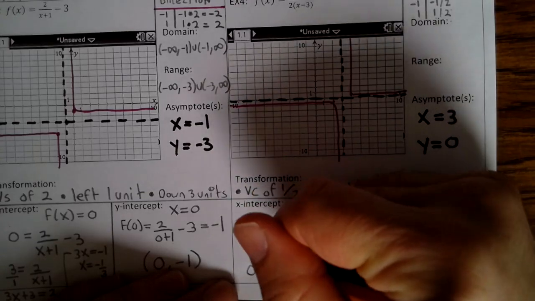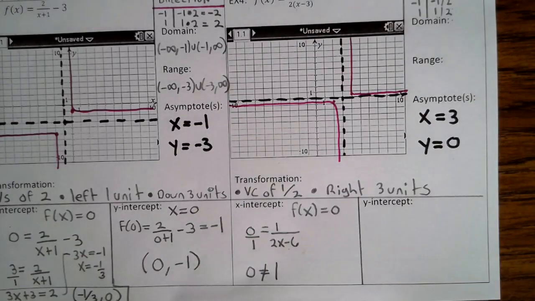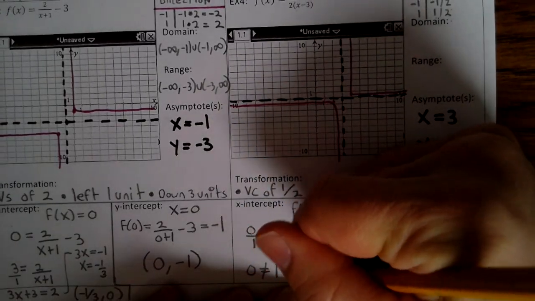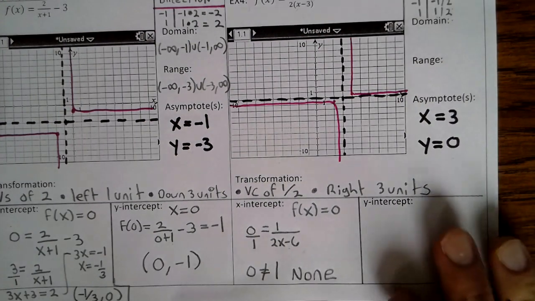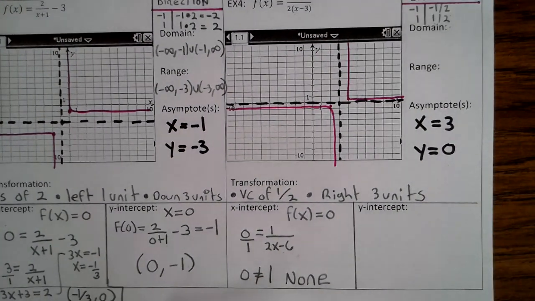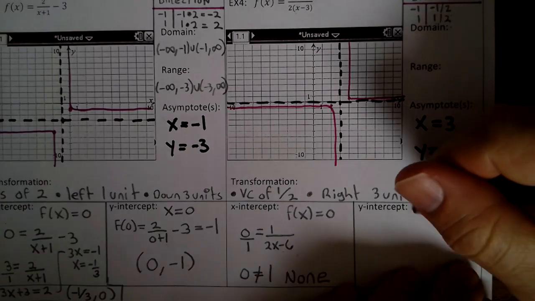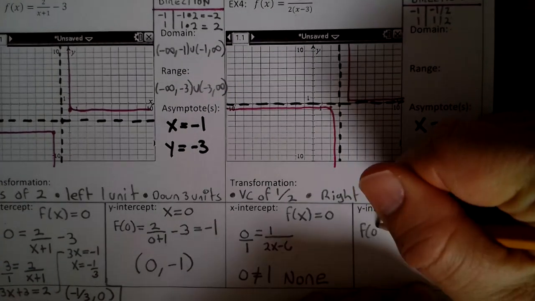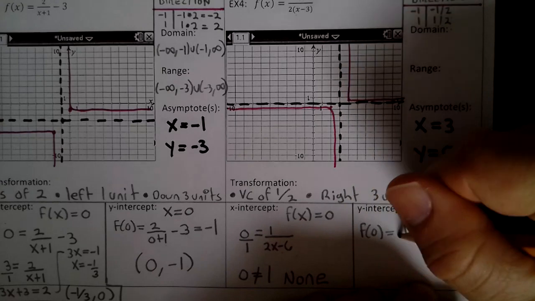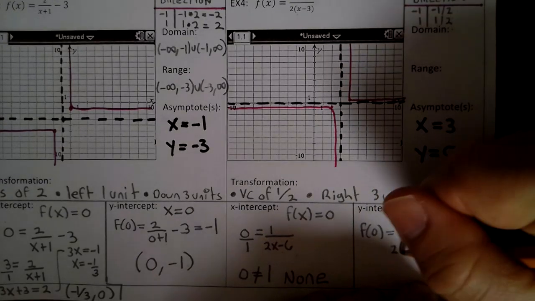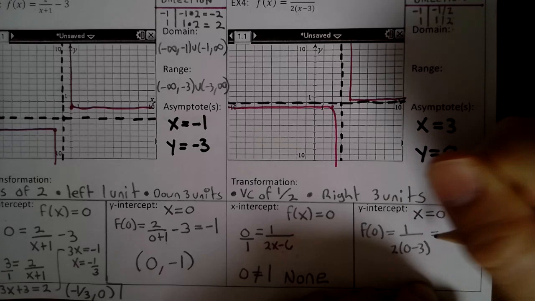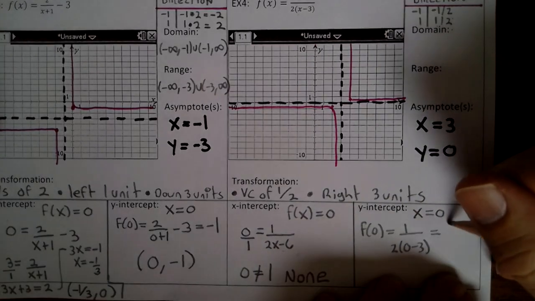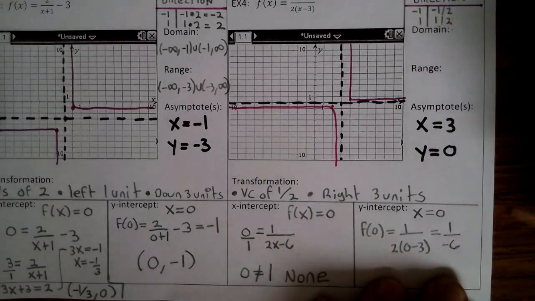Now if it's a y-intercept, x equals 0. So f of 0 equals 1 divided by 2 times 0 minus 3, which equals 1 divided by -6. So our y-intercept is 0, comma, -1 divided by 6. All right, so if you would finish up example 4.